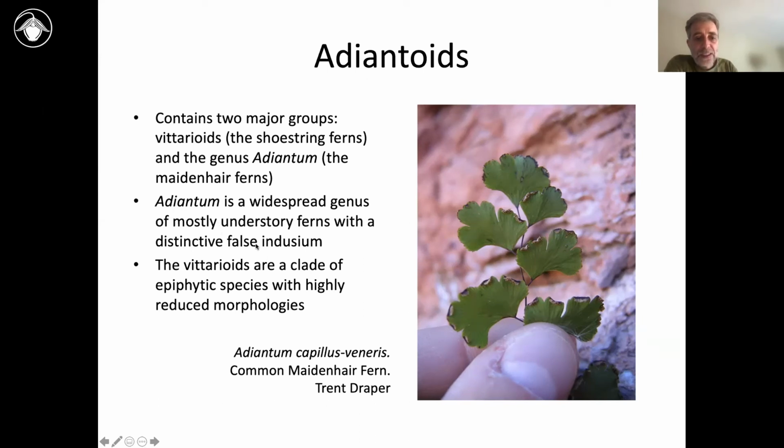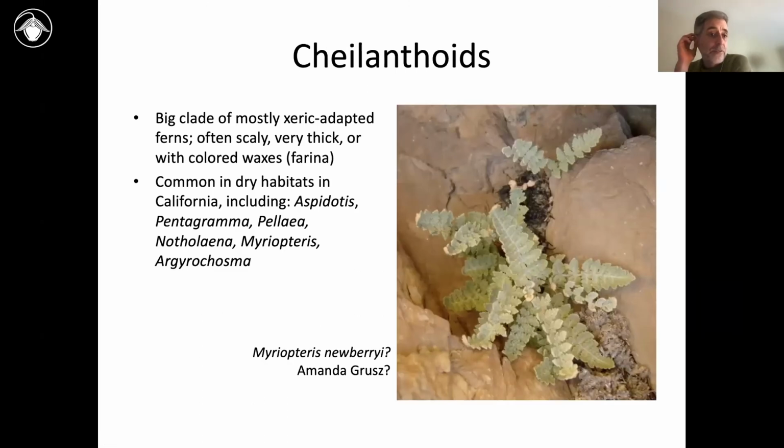And they have a very distinctive false indusium, which I can't, did I show a photo? I didn't show a photo. I can describe in greater detail, but it's these little sort of edges of the leaves that have the sporangia actually coming off the false indusia themselves, instead of off the surface of the leaf. And then there's the calanthoids, another big subclade of the Pteridaceae.